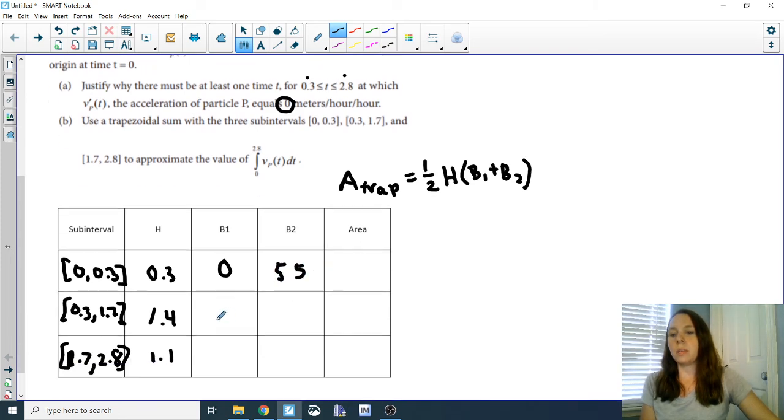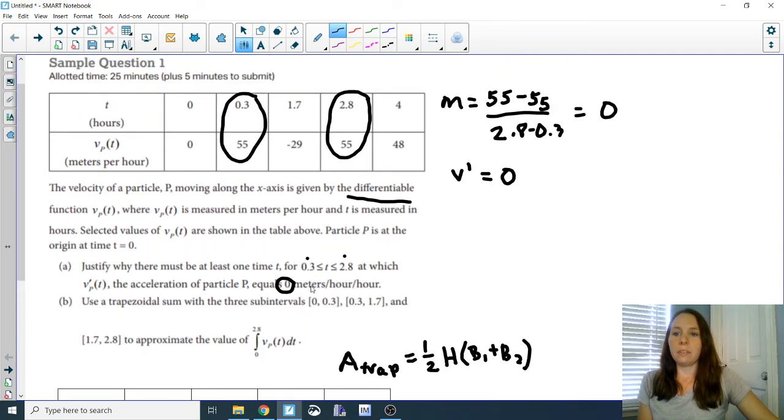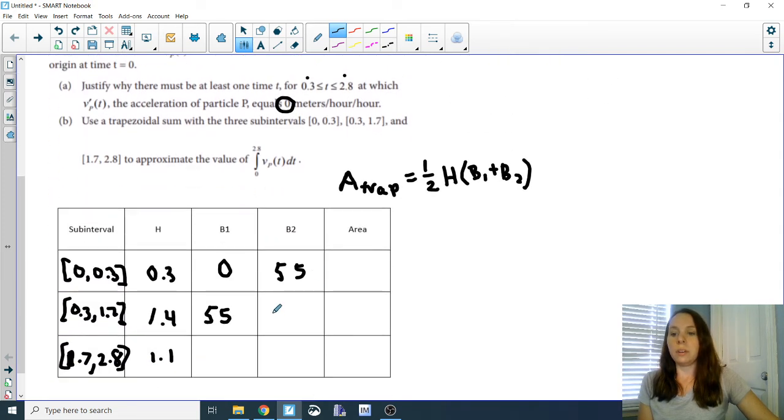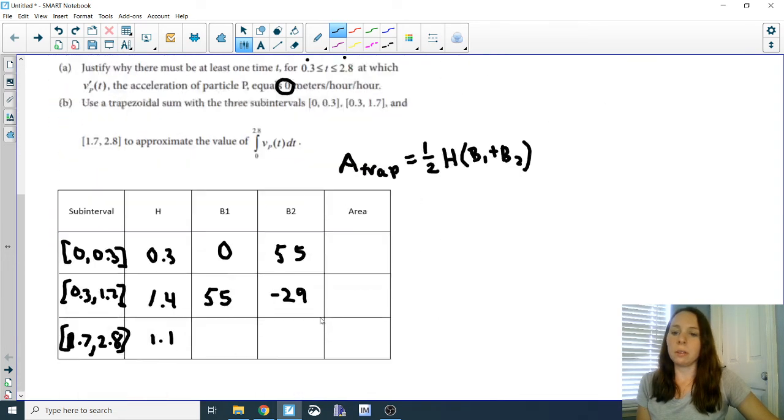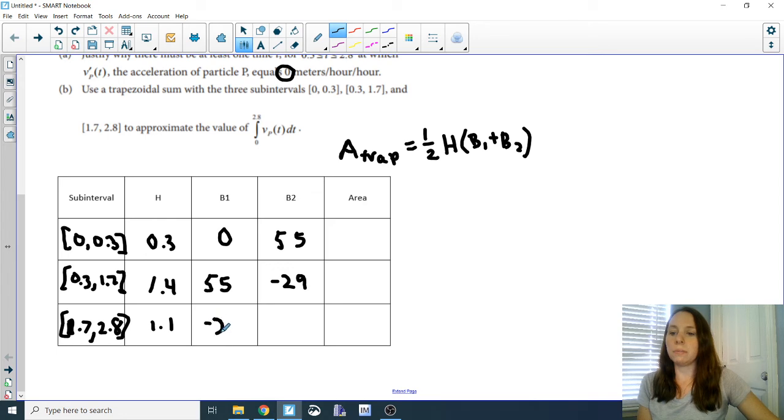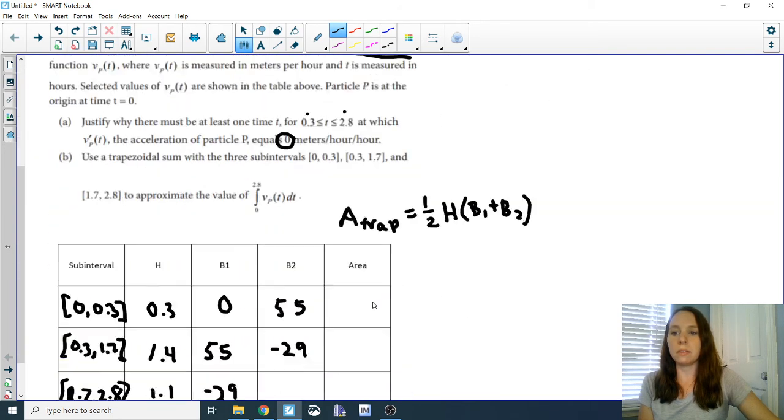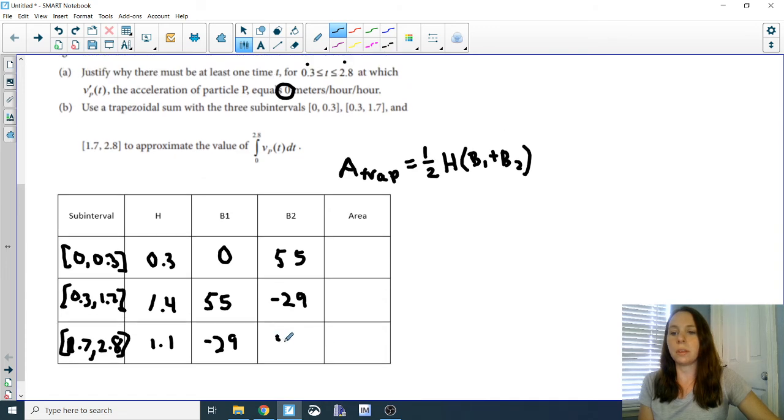I'm just going to keep going down this row. I know this one's 55 because it is the 0.3 value again. When time is 1.7, we have a negative 29. I didn't even notice that there was that negative in there. Makes sense, but all right. And finally, negative 29 here, before I mess everything up, and 55 here again. I should have remembered that.